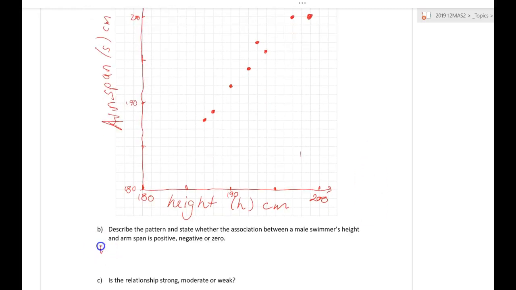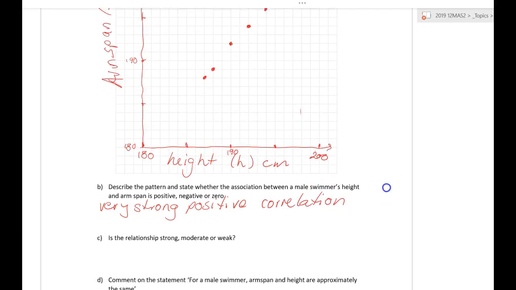Describe the pattern. Very strong positive, not very positive, right? Very strong, meaning a straight line. Very strong positive correlation. We could say association. I'm going to say correlation. I think that's fine to say that.